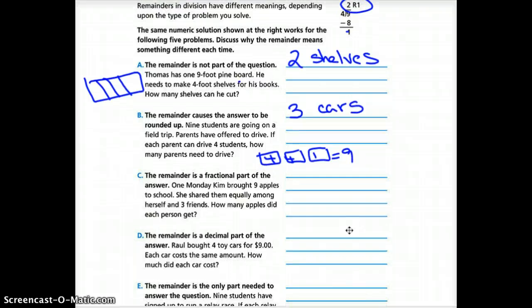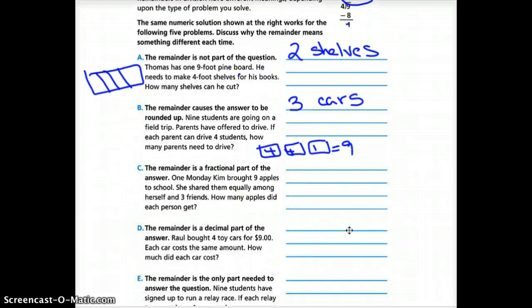Letter C says the remainder is a fractional part of the answer. On Monday, Kim brought 9 apples to school. She shared them equally among herself and 3 friends, so that's 4 people. How many did each person get? Well, each person could get 2 apples each, plus you have that 1 extra apple, so that would be divided by 4 people. So they would also get 1/4 of that last apple.